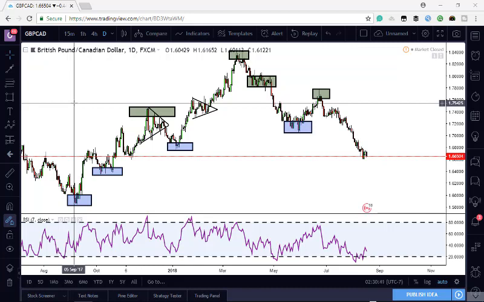And with all that being said, today I have a few projections to share with you, where we'll start off with the pound Canadian and the pound yen. So without wasting any further time, let's get straight to it.